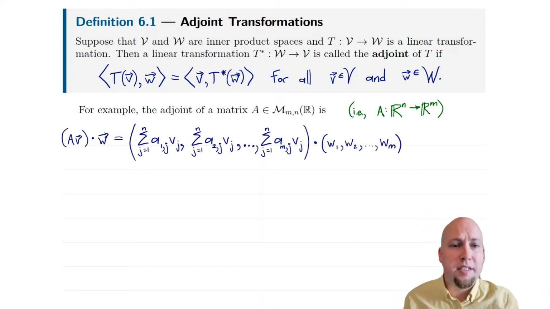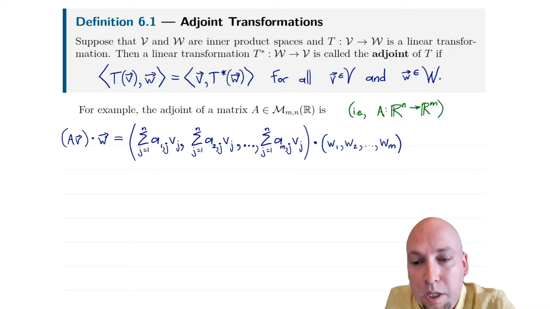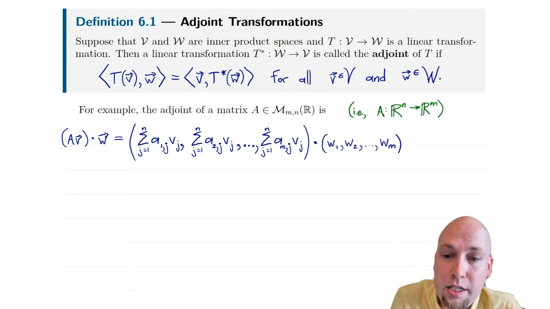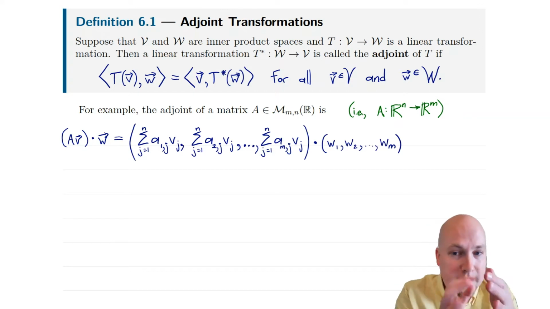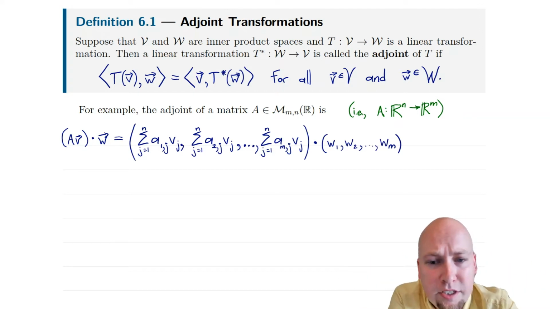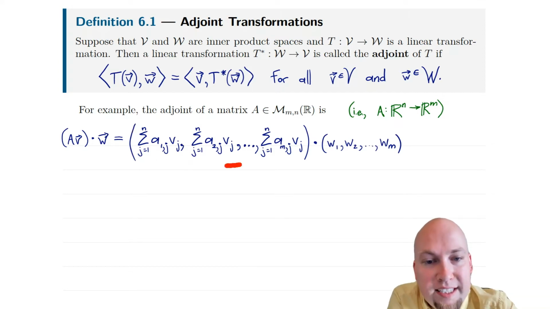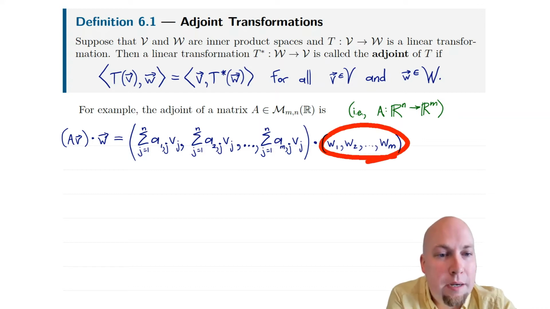The way we're going to do this is just plug everything into the definition. We're going to use the standard inner product, the dot product. Again, we want to show that AV dotted with W equals V dotted with A transpose W. We use the definition of the dot product and the definition of matrix multiplication. First I'm computing AV. It's kind of ugly, but if you just use the definition of matrix multiplication, this is what you get. This is the first row of A dotted with V, this is the second row of A dotted with V, all the way down to the mth row of A dotted with V. And then we're dotting that whole big vector with W.